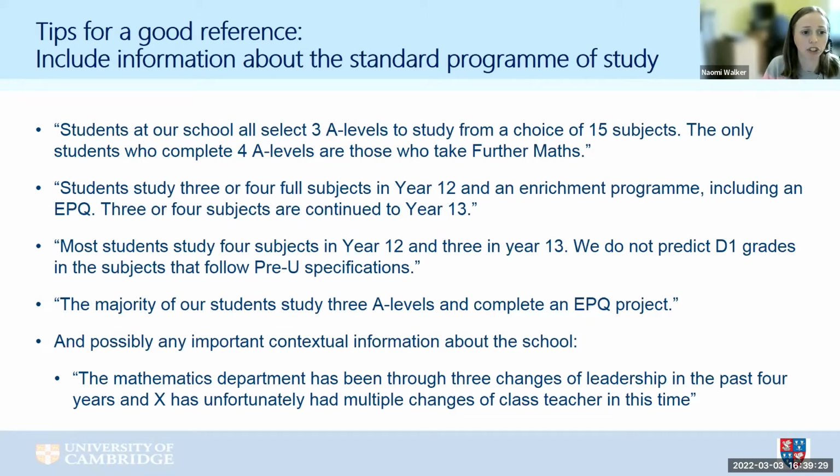Next, most students study 4 subjects in year 12 and 3 in year 13. We do not predict D1 grades in the subjects that follow pre-U specifications. Pre-U is obviously, for those of you who do pre-U, you'll understand this, an alternative to A-level that some schools do. It's really useful information to know that D1 grades are not predicted by the school. So we should be expecting a top grade prediction for your student then to be a D2.